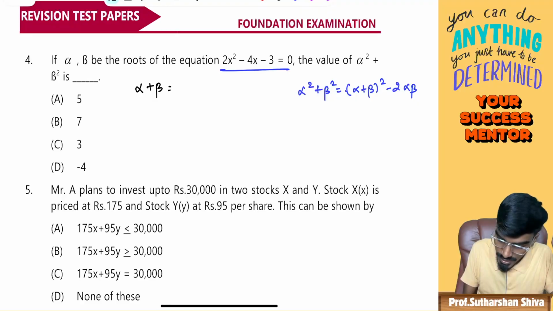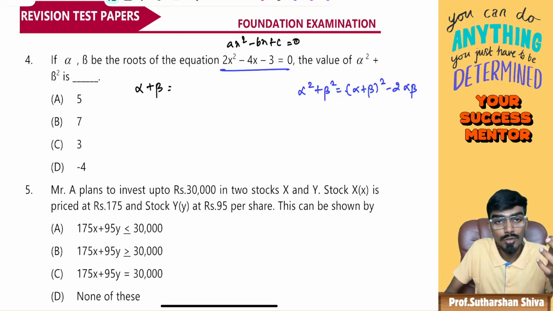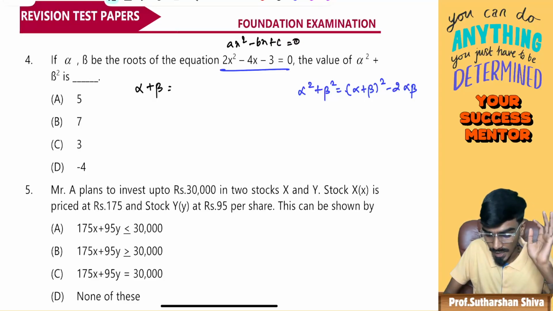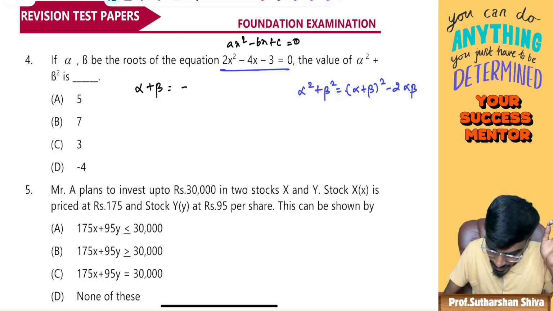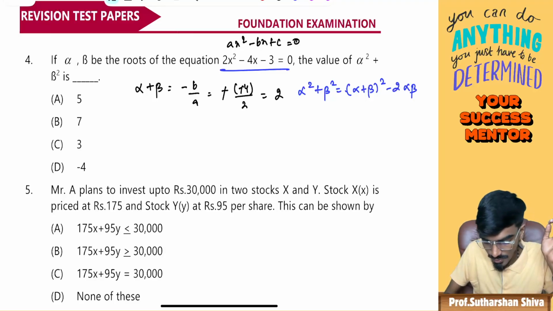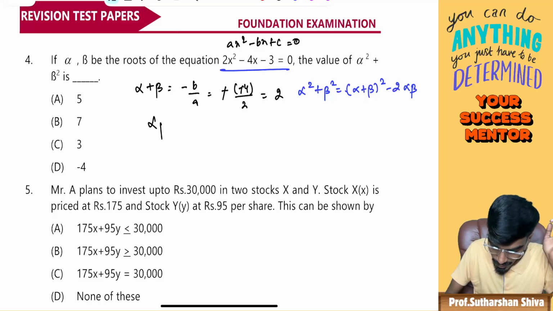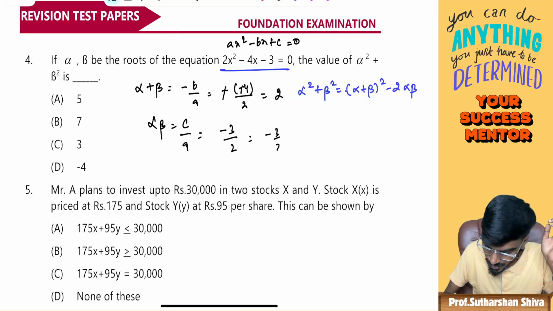Now we need alpha plus beta. What is meant by alpha plus beta? Whenever it is the equation ax square plus bx plus c equal to 0, alpha plus beta is nothing but the sum of roots, which is minus b by a. It is nothing but minus of minus 4 by 2, which is minus into minus plus 4 by 2, which is 2. Alpha beta is equal to c by a. What is c? Minus 3 divided by 2, which is equivalent to minus 3 by 2.